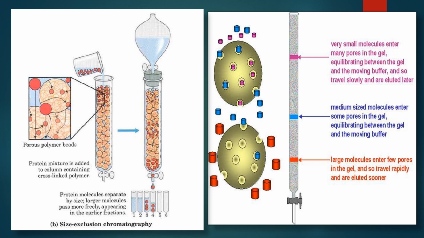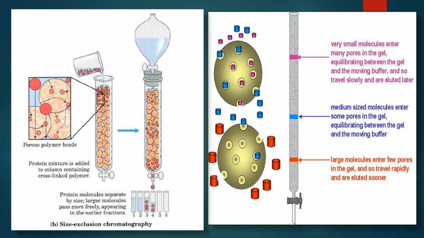In this diagram, the porous polymer beads are the stationary phase, in which the protein mixture is added to the column containing the cross-linked polymers. The protein molecules separate by size. Larger molecules pass more freely, appearing in the earlier fractions.